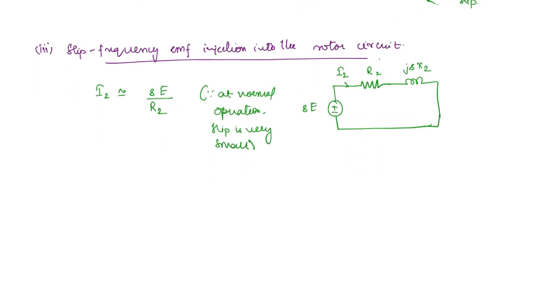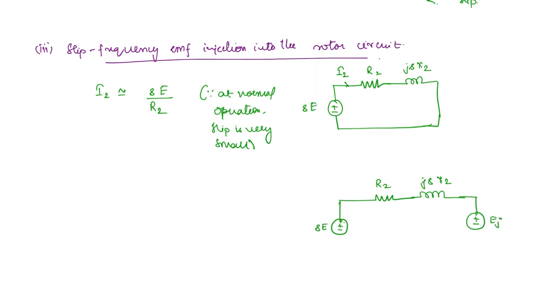Now what happens when we inject a slip frequency EMF? That means the frequency of the EMF should be the same as the frequency of this voltage source. That point is important, right? Only then can we add the phasors. When the frequency is not the same, they will have different phasors. So this is SX2, and here we are injecting a voltage.